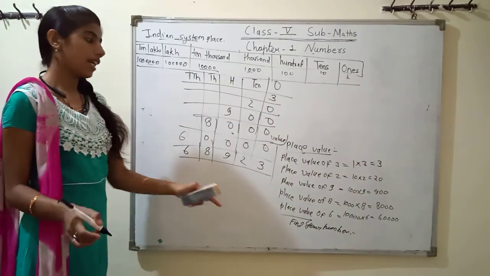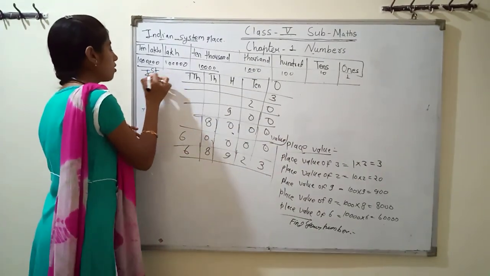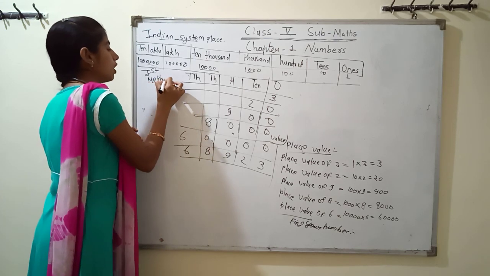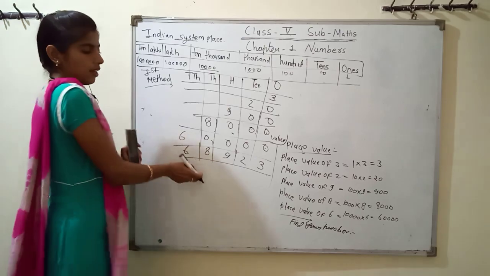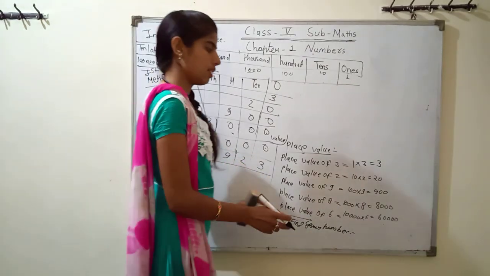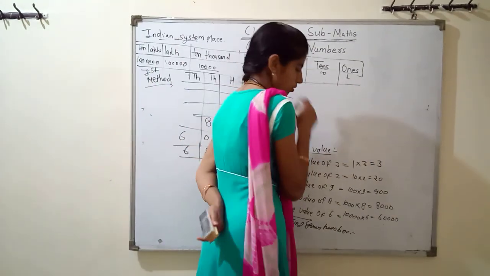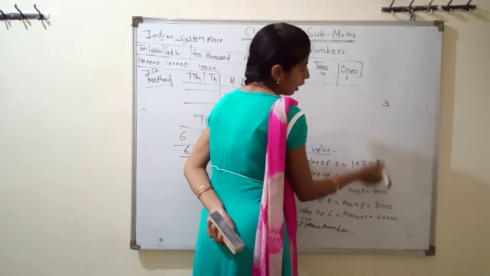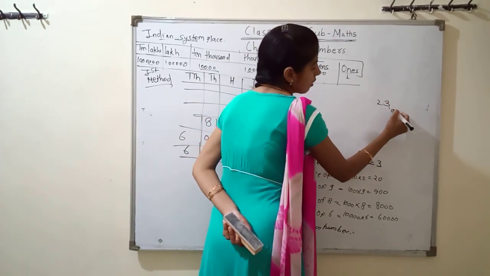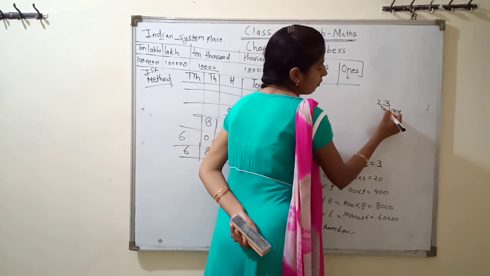That is your first method. If your place value is given and you need to find your number, how do we find it? It's your first method. Then the second method is very easy. We put it simply: first the ones value is 3, then 2 is converted into the tens value.